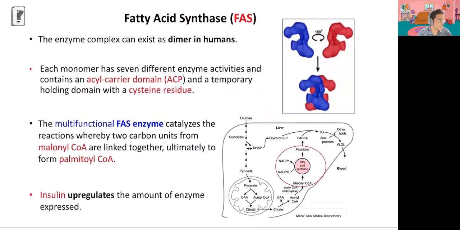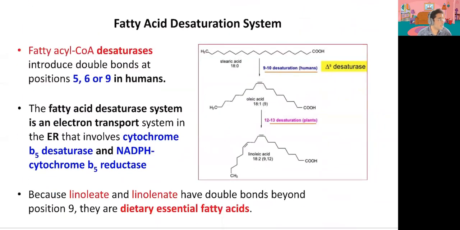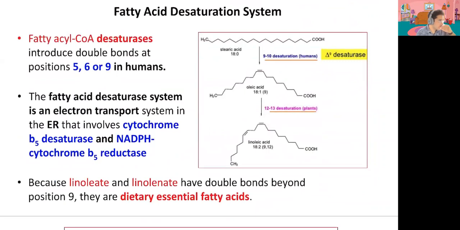Cool. Fatty acid synthesis, guess what? You don't need to learn this entire pathway, because all you need to know is that insulin is going to upregulate it. And what essentially happens is you take all these chains of fatty acids, and you can either get broken down into 5, 6, or 9 in human beings.